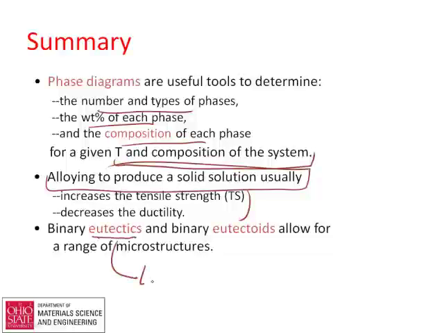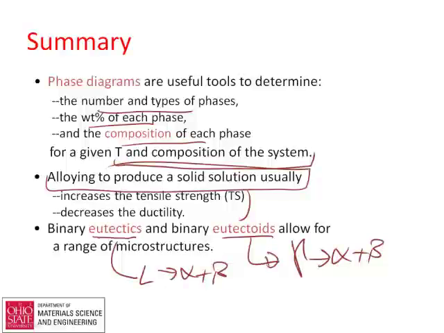Eutectic is basically liquid goes to alpha plus beta. And eutectoid, where you have one solid phase we'll call gamma, goes to some other phases, alpha plus beta, and that gives you a whole range of microstructures. And by changing things like solidification rates, transformation rates, cooling rates, you can get a whole wide variety of structures and properties, and that's again the heart of what we do.